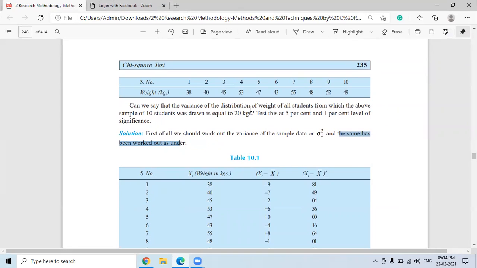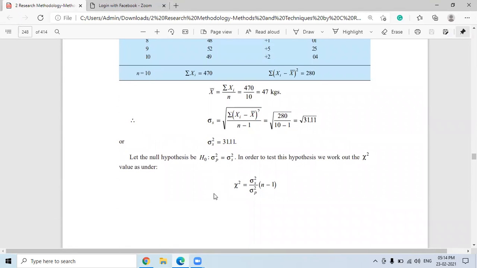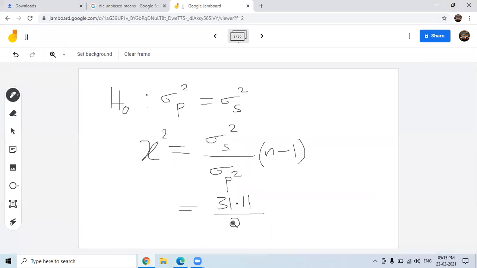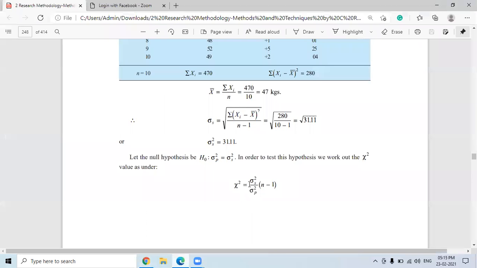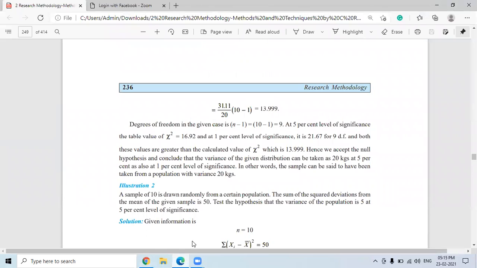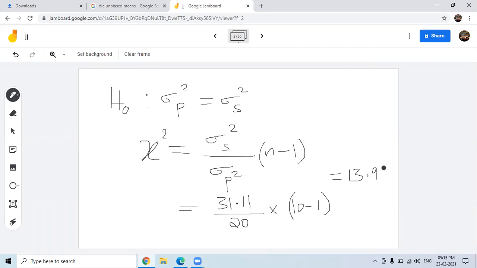This is the variance of the distribution of weight of all students, equal to 20 kilograms. So that is 20 into n minus 1, so that is 10 minus 1. So the chi-square value is 13.999.